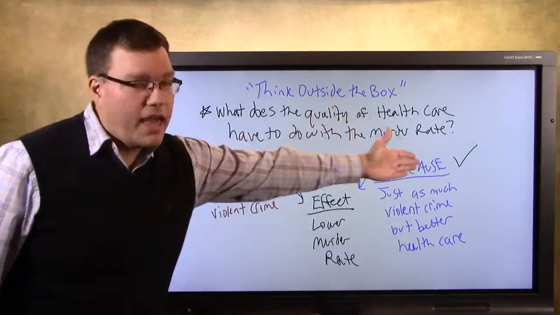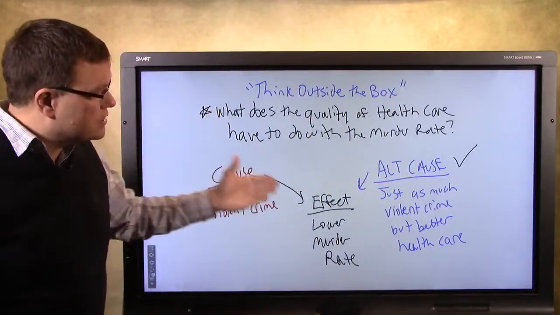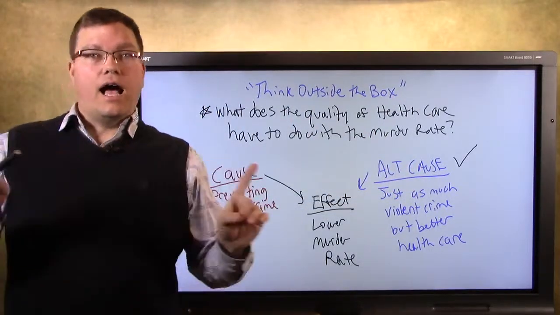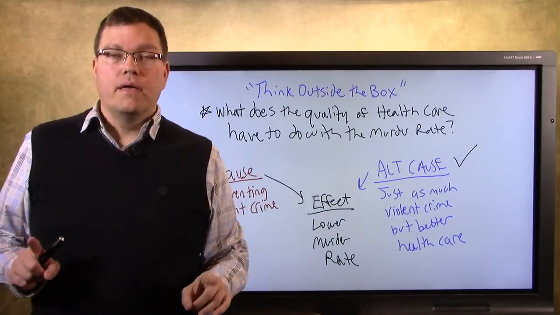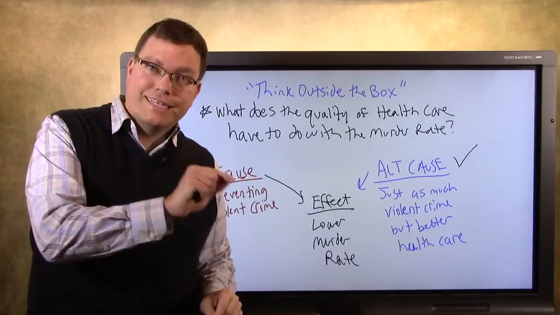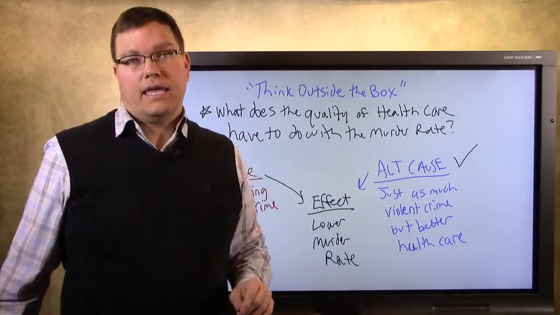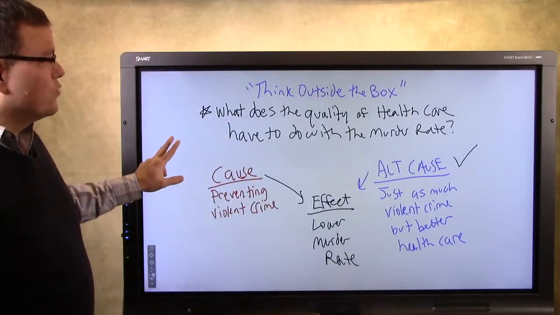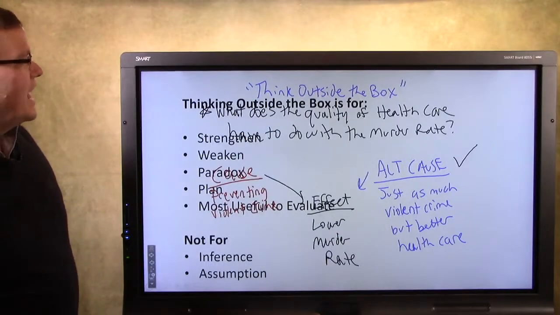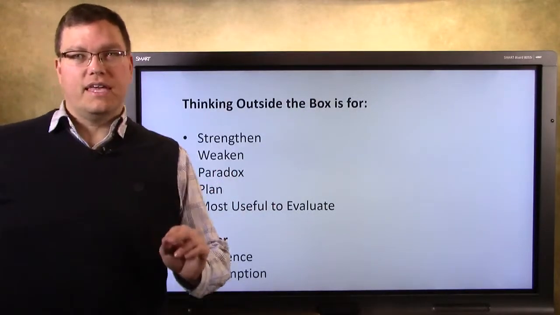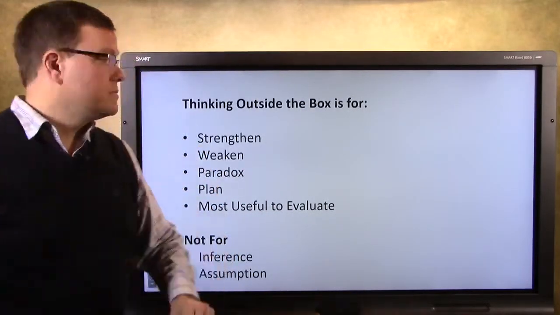And the other thing we have here is an alternate cause for that lower murder rate. Not that you're preventing violent crime, but that the people are being saved rather than dying. Okay, so it's a really interesting question, and I would love for you guys to be able to think outside the box, but we got to be careful here.